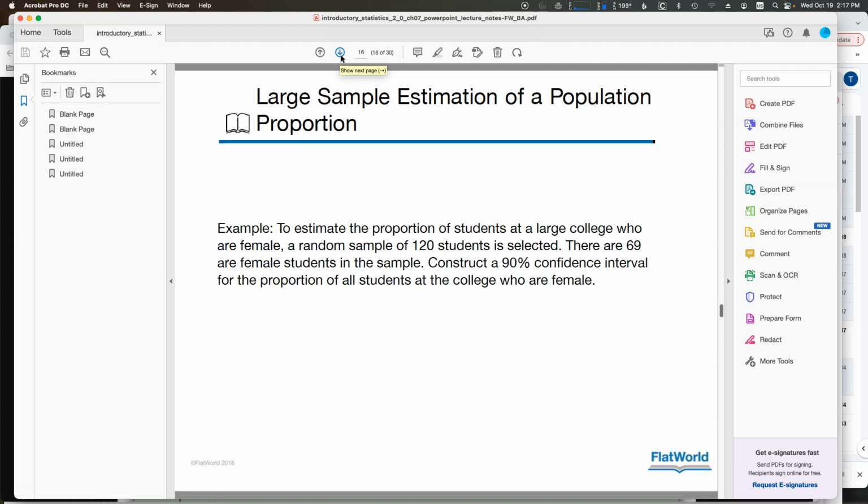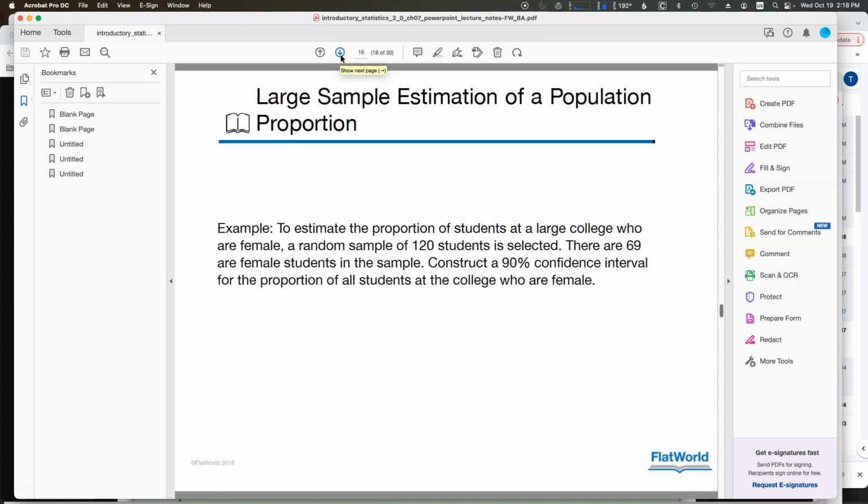So basically, let me reword this a little more clearly. There's a huge population of students at the college. I pick out at random 120 students. Of those 120 students I just picked out at random, 69 are female. So what would that be? This is a simple calculation. About 57.5% are female.